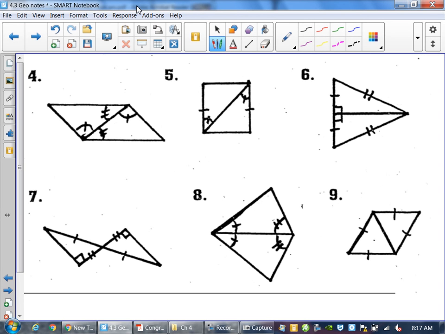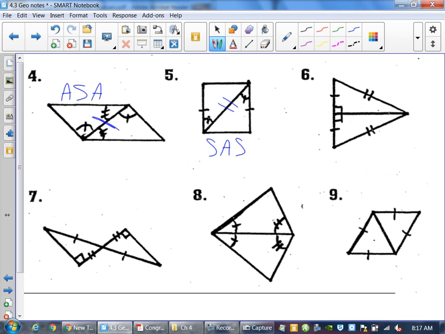What do you do in the first one on 4? Shared side. You've got this shared side here. It's your reflexive side. So what is that then called? Angle side angle. What about on 5? You've got the shared side again. You've got that reflexive side. Gee, is that going to be a pattern for a lot of these? Sure. Side angle side.